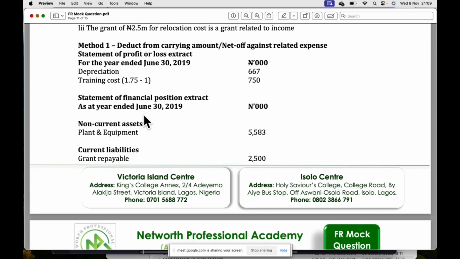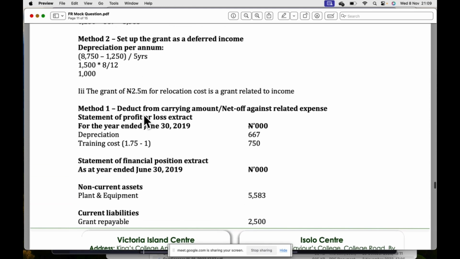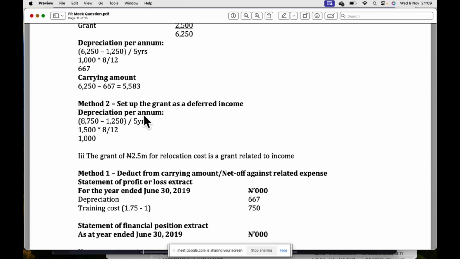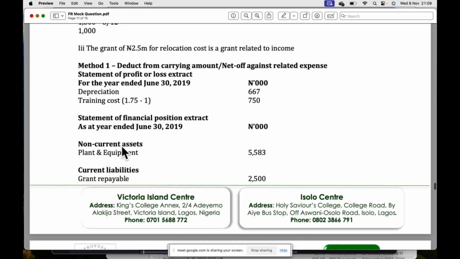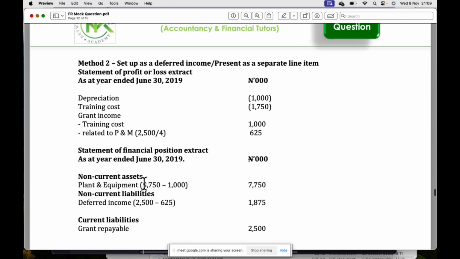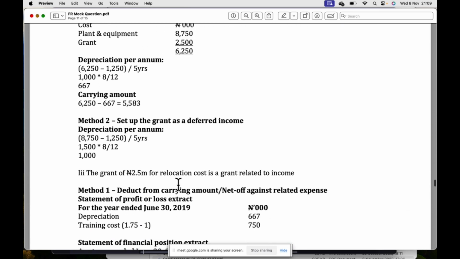Okay, maybe that's an omission. I can just put it. So the carrying amount will just be 8250 minus 1000, right? I will show it in the statement here. Here, the 8750 minus 1000. Okay?